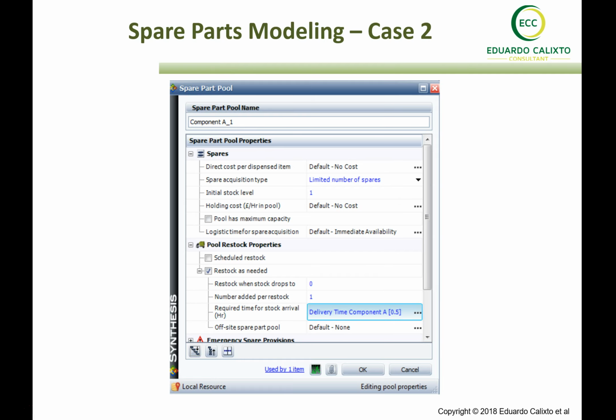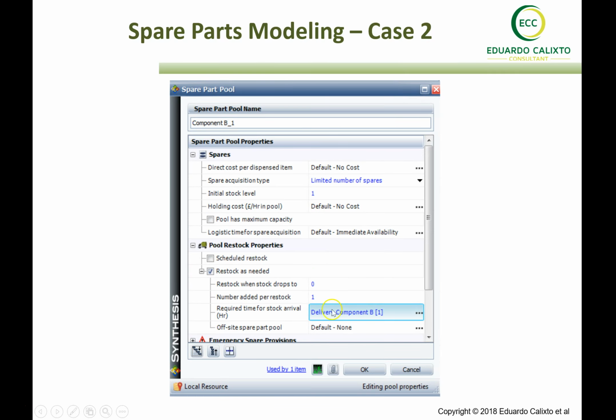Let's go through case 2 now. For component A, rather than put here 20 units, I put only 1 unit. And for this only 1 unit, whenever the spare parts get to 0 level in stock, I will restock it again, and the time to restock will be 0.5 hours. So let's take a look at this modeling and these results and see the impact, if I've got some impact on system performance by having a lower spare parts level.